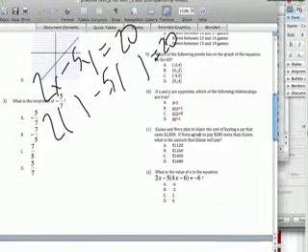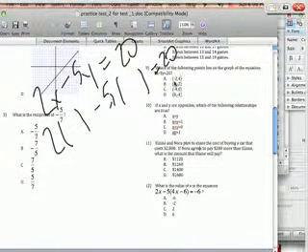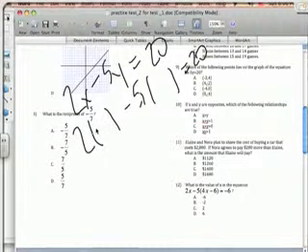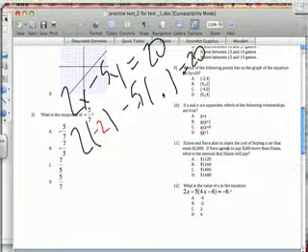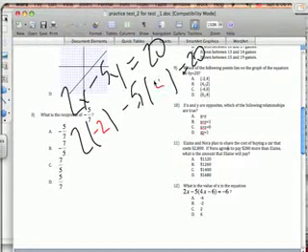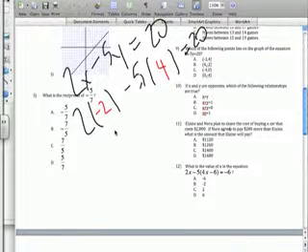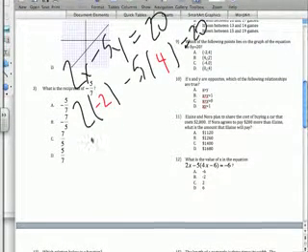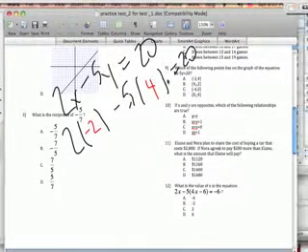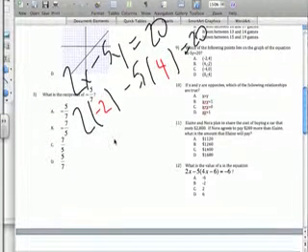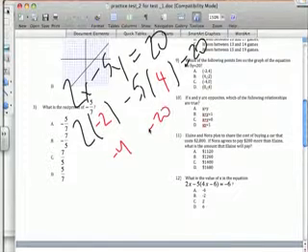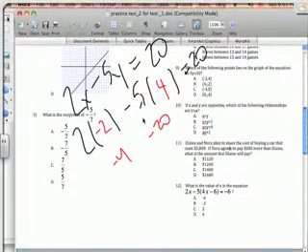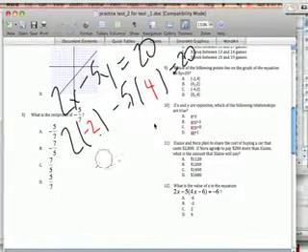Now, letter A, my coordinate is negative 2 comma 4. That means that x equals negative 2, so I'm going to replace x with negative 2, and y is 4, so I'm going to replace y with 4. I'm not sure it's going to work, because 2 times negative 2 is negative 4, and negative 5 times 4 is negative 20. And that's negative 24, not 20. I don't think that's going to work really.